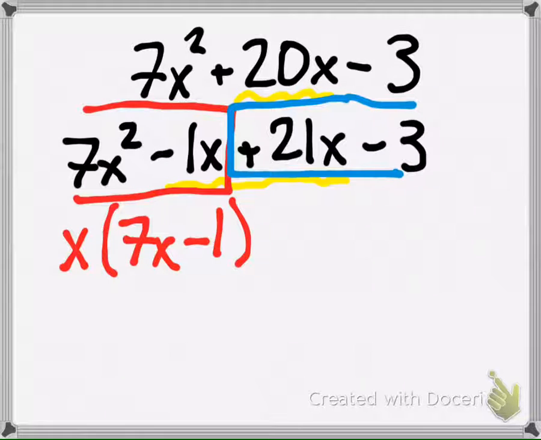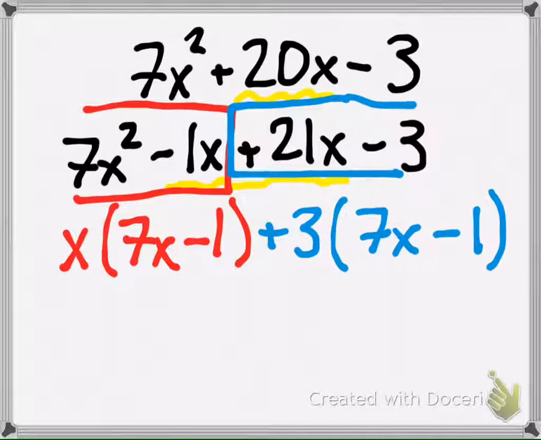Now looking at my blue team, I have 21x minus 3. 21 is factorable by 1 and 21, and 7 and 3, as we saw before. But 3 is only factorable by 1 and 3. So what we're going to do is pull out that 3. When I pull out that 3, I know 3 times 7x gives me 21x. And 3 times negative 1 gives me negative 3.